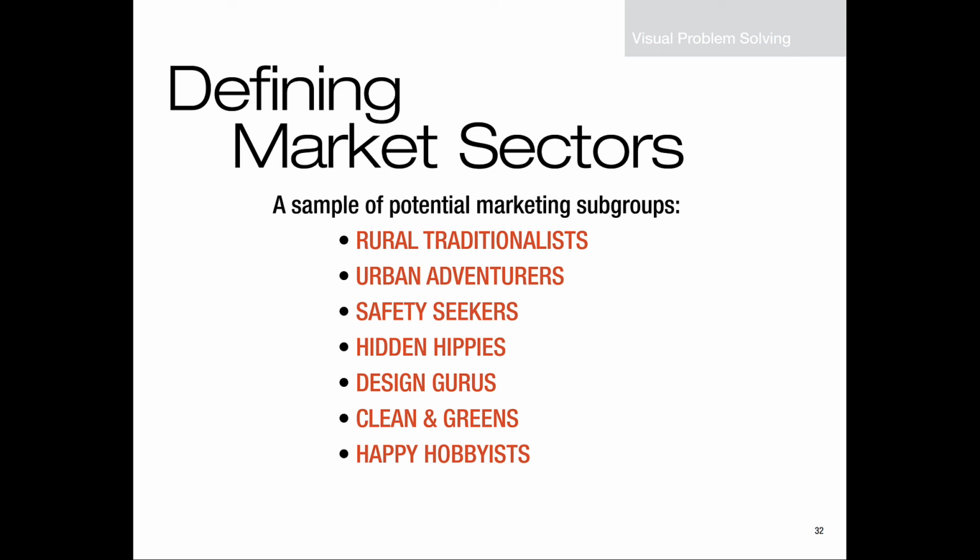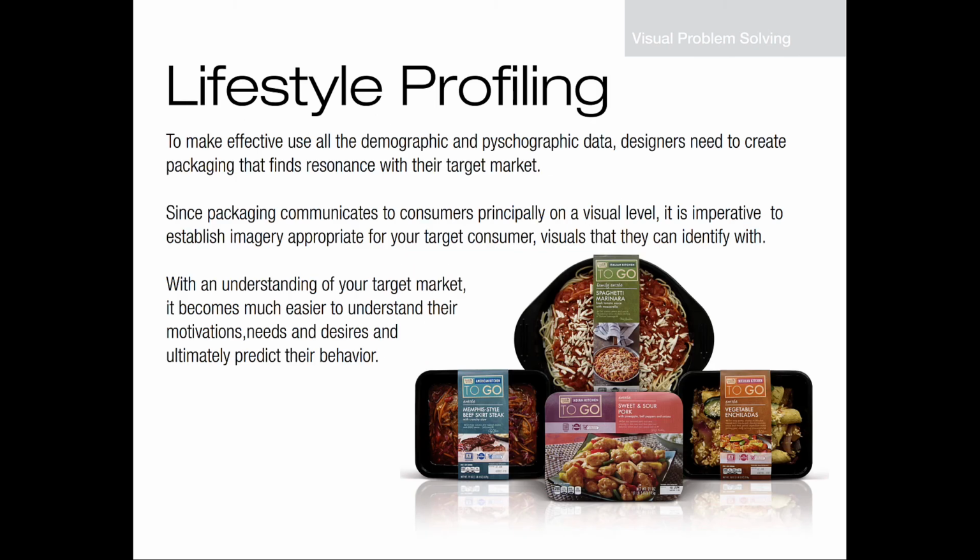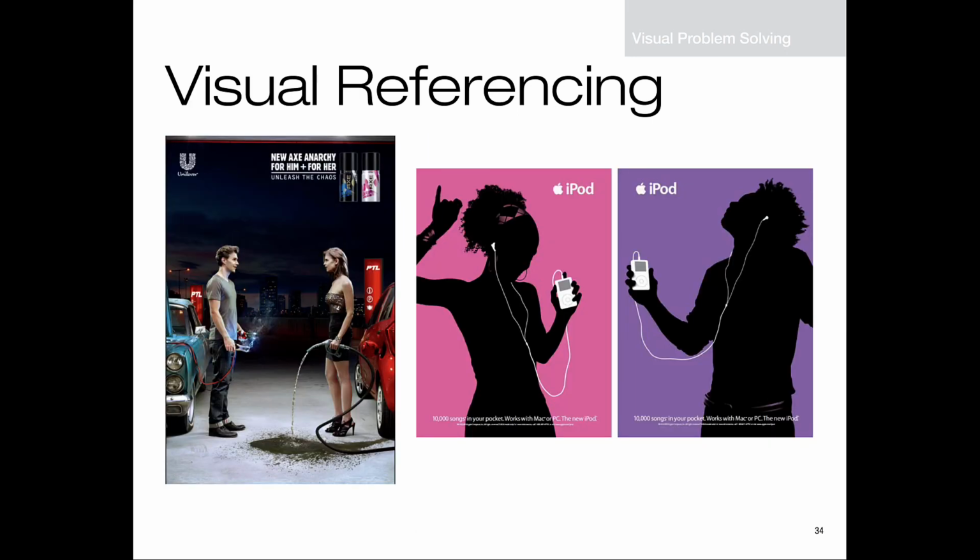So hidden hippies, I like. You consider maybe someone who's a lawyer, but deep inside they really harbor their hidden hippie within. Lifestyle profiling, trying to figure out how people live their lives, that's why you see the explosion in to-go or ready-to-eat meals as fewer and fewer people are spending time at home cooking, especially young adults.